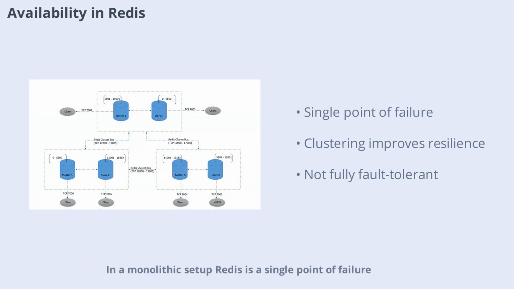In a monolithic setup, Redis is a single point of failure. If the server goes down, so does your cache or data store. To improve availability, Redis offers clustering and replication. Redis Cluster allows you to distribute data across multiple nodes, providing some resilience against node failures. However, large failures can still bring the cluster down, so availability is improved but not absolute.